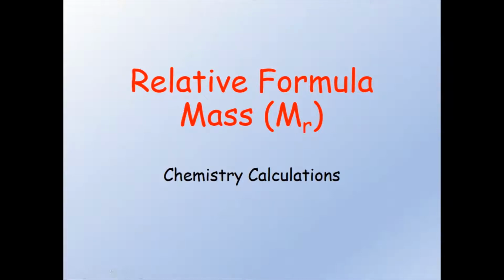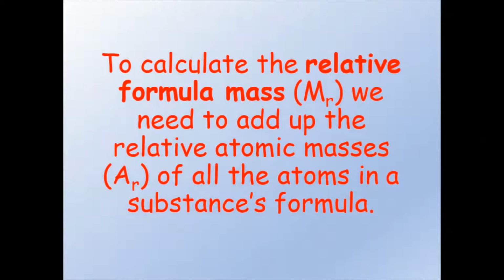In this video, we are going to look at how to calculate the relative formula mass Mr of a substance. There is no straightforward equation to calculate the relative formula mass, but there is one big rule that we can follow. To calculate the relative formula mass Mr, we need to add up the relative atomic masses Ar of all the atoms in a substance's formula. So let us look at an example.